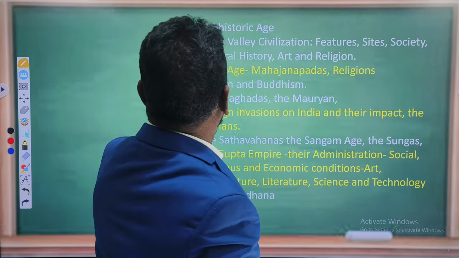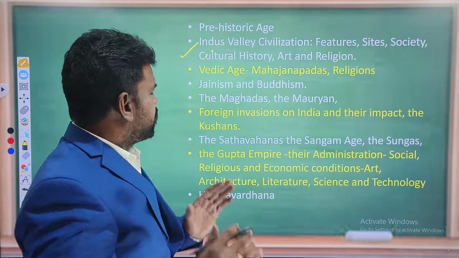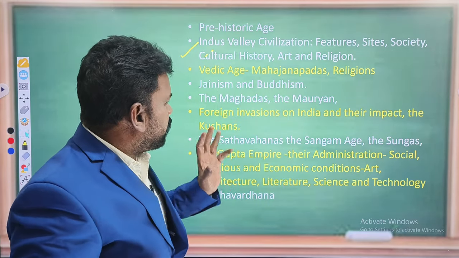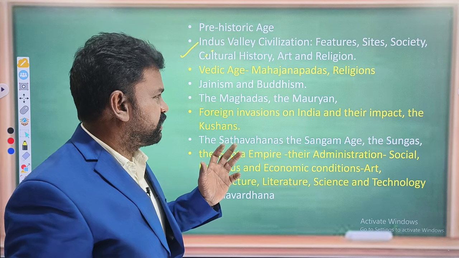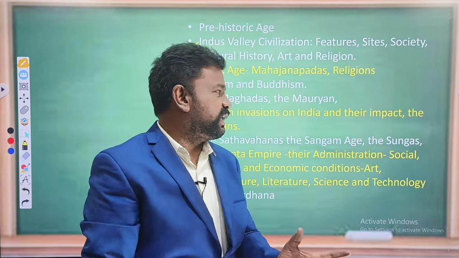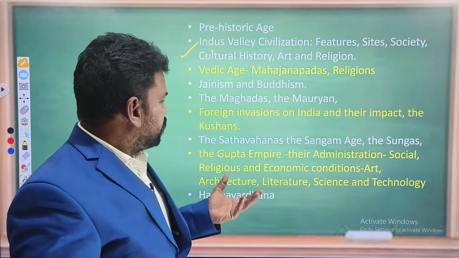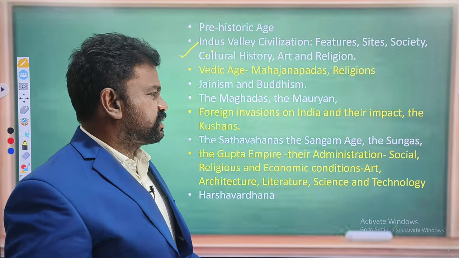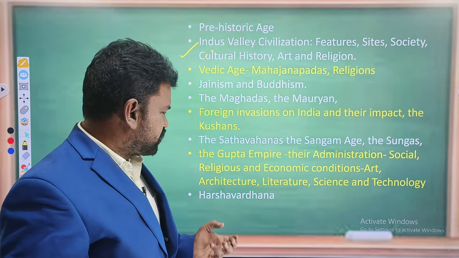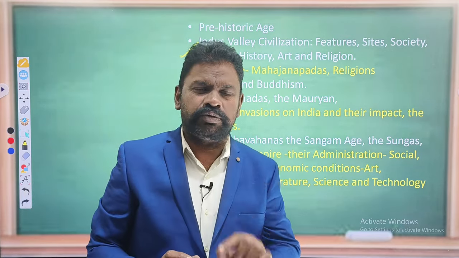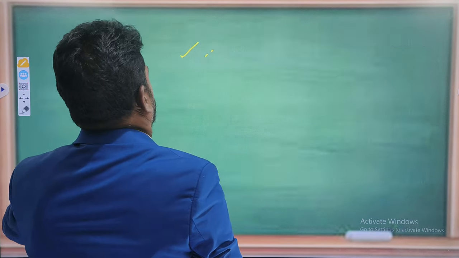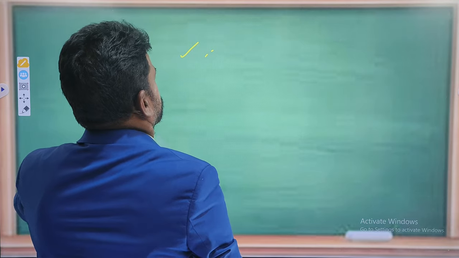This syllabus covers the prehistoric age, Indus Valley civilization, Vedic age, religious movements in the 6th century BC, that is Jainism and Buddhism, the rise of Magadha, 16 Mahajanapadas, Mauryan Empire, foreign invasions to India like Persian and Greek invasions and their impact, and foreign rule like Kushanas, Satavahanas, Sangamis, Sungas, Kanvas, and also the Gupta Empire and their administrative system, and Harshavardhana. These are the topics covered in ancient Indian history. Now we will discuss them one by one.